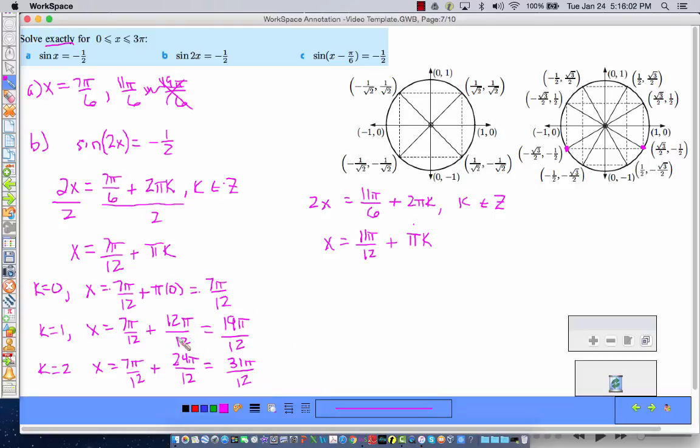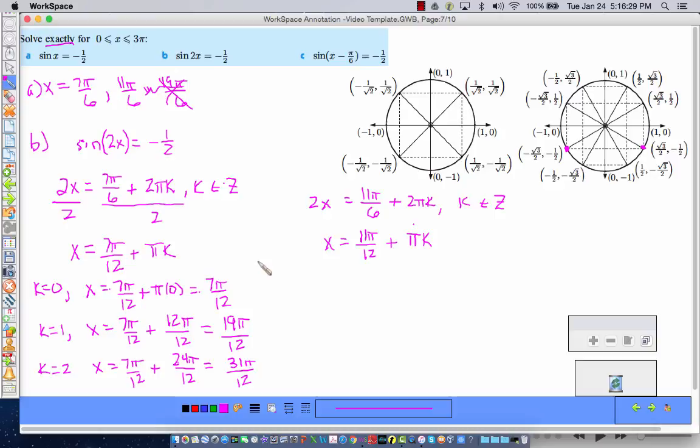Once I figure out what I add for the first one, I just have to add that to successive answers. In other words, 7 pi over 12 plus 12 pi over 12 is 19 pi over 12. 19 pi over 12 plus another 12 pi over 12 is 31 pi over 12. So I can still do this systematically, but once I hit the pattern, I can do it again. So this is still in the domain because it's less than 3 pi, okay?